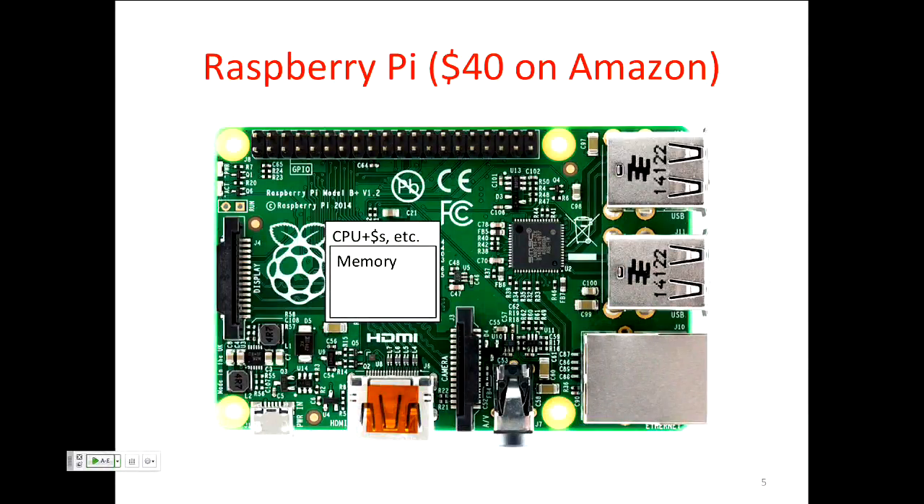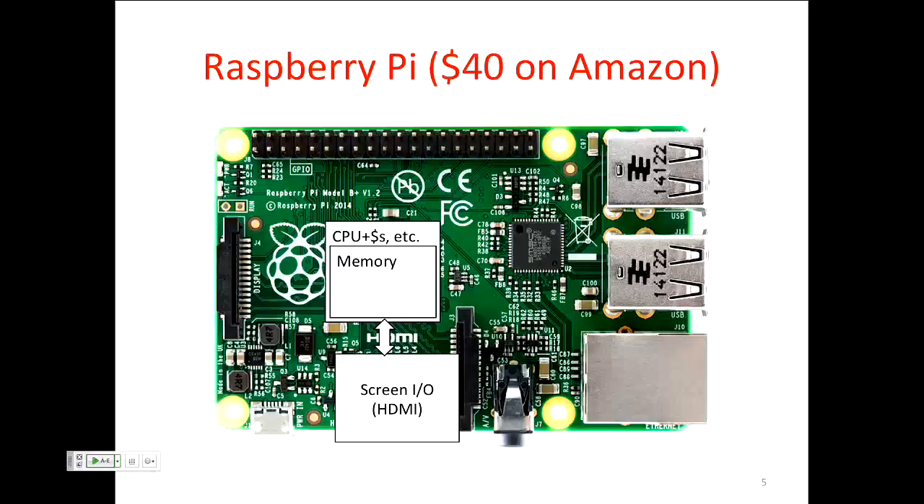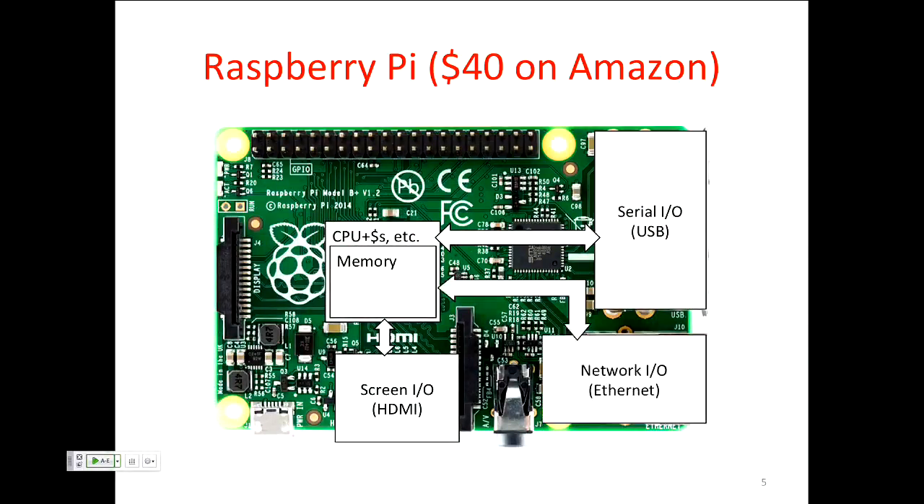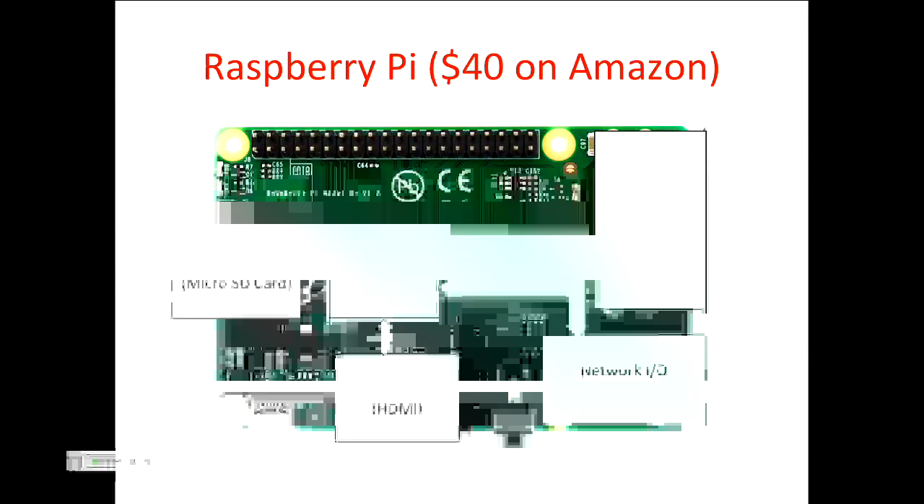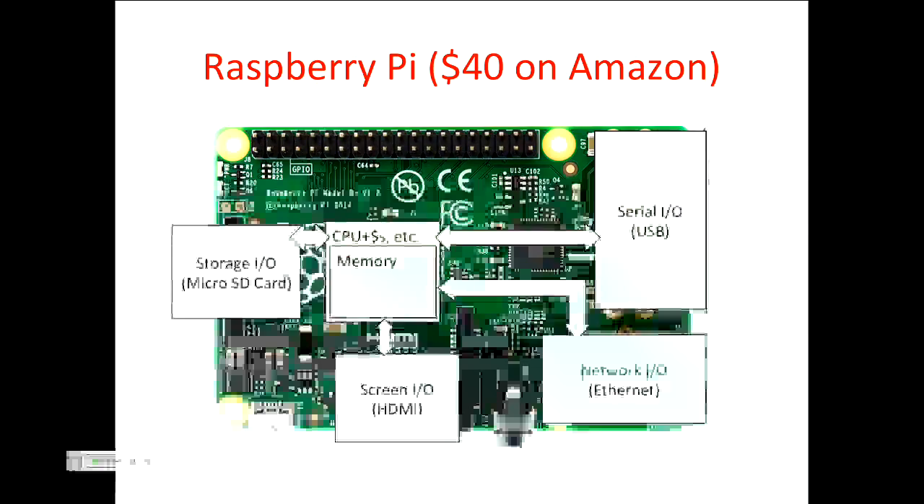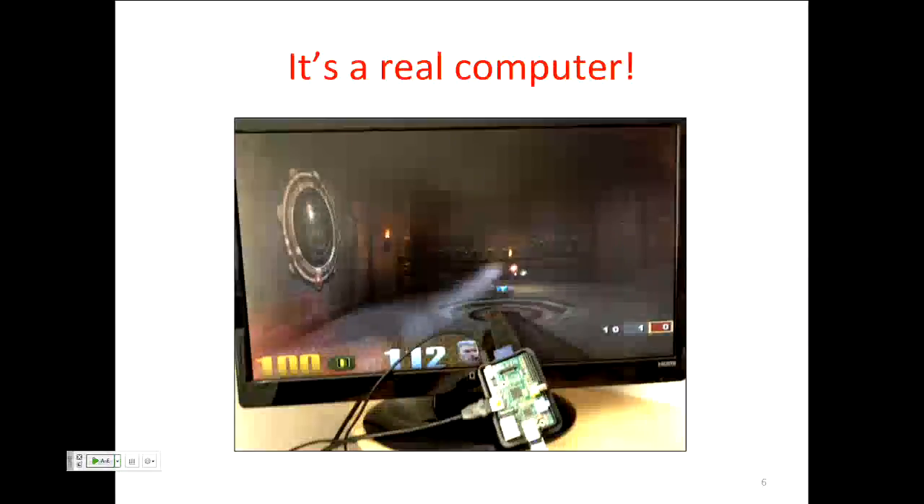And then everything else is I/O. For example, you have an HDMI port that can connect to your screen. You have a couple of USB ports that you can use to connect a keyboard or a mouse. You have an Ethernet port to connect to a network. And finally, you have a mini SD slot for storage where you can store files and so on. And this is a real computer. If you don't believe me, it runs Quake. You can buy this thing, hook it up to your TV, and run Quake on it.